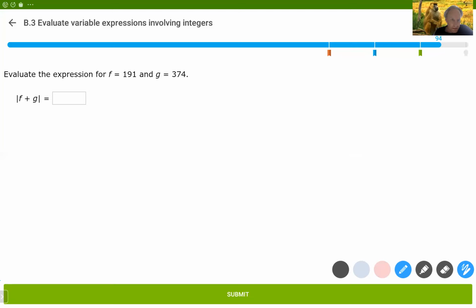F plus G, and we're taking the absolute value. Both of these are positive, so it's not going to do anything. 191 plus 374. Absolute value has no effect on positives, but we want to put them in there anyway.